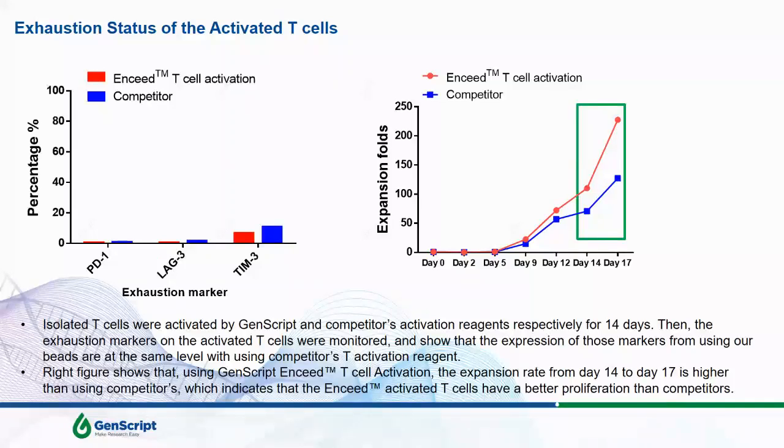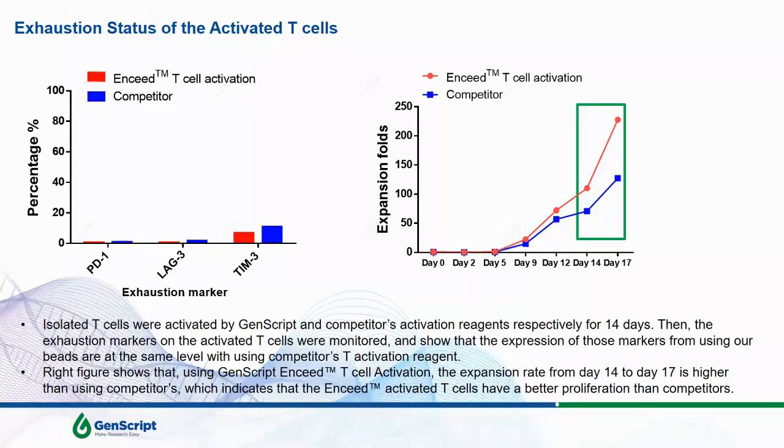So from the last couple of slides, we can observe that our activation beads are better than Allogeneic TransAct regarding the cell expansion fold and memory phenotype. Actually, we were asked so many times: is there any disadvantage to expanding so fast? Or are those GenScript-based activated T cells more exhausted than using Allogeneic TransAct?